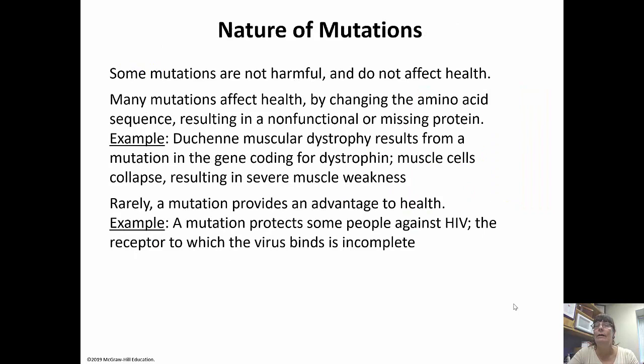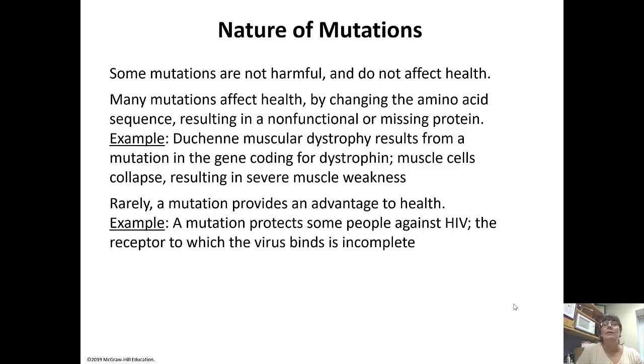Some mutations are not harmful at all. Many mutations affect health, though. They can change the amino acid sequence, which results in a non-functional protein. Duchenne muscular dystrophy, for example, results from a mutation in the gene coding for dystrophin. Now, dystrophin is the protein that kind of stabilizes the muscle membrane. So without that stabilization, when contraction occurs, the muscle cells collapse. So this results in severe muscle weakness.